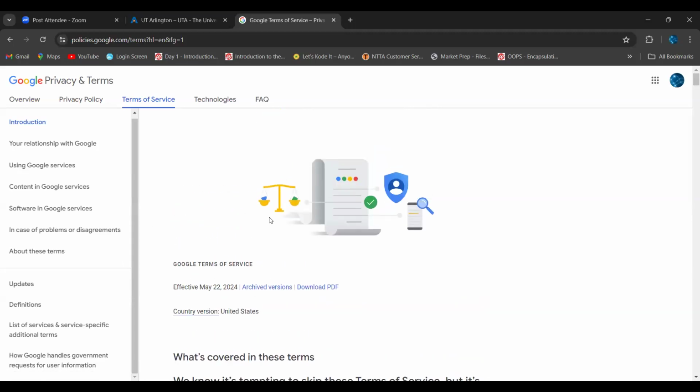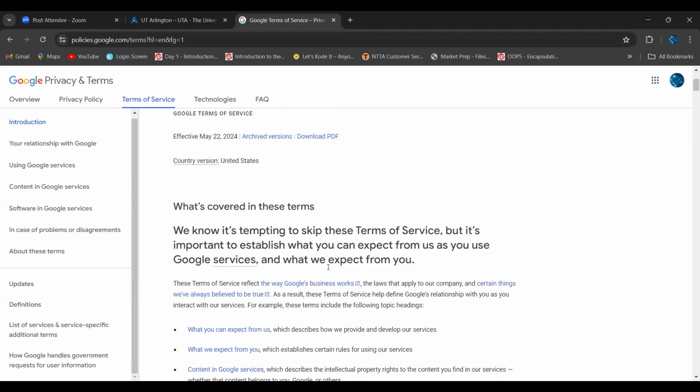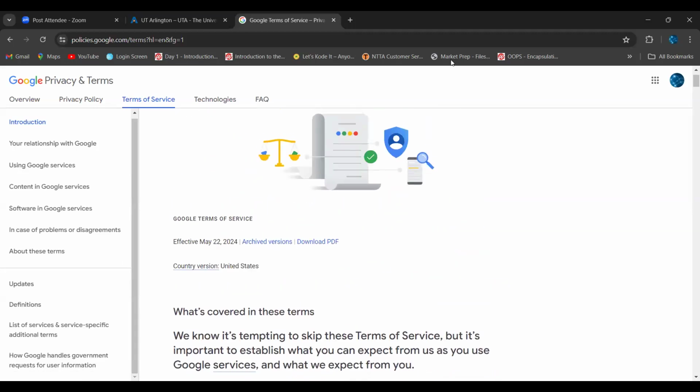Is that going to be a high priority or low priority? It's going to be a low priority. Why is it going to be low priority?